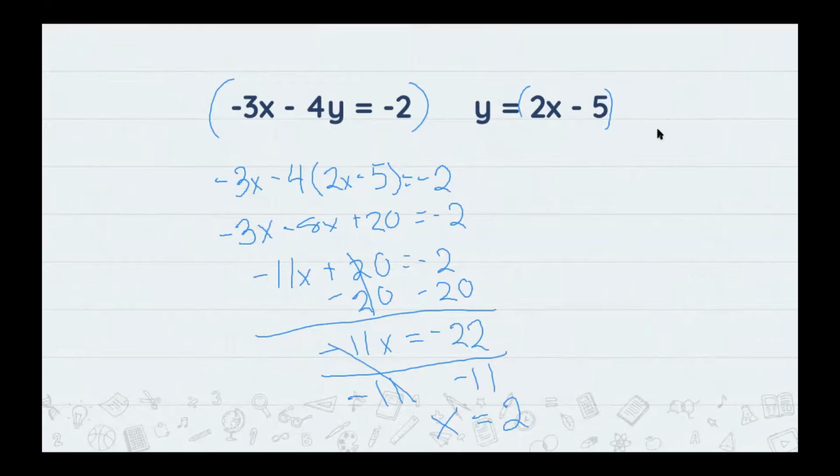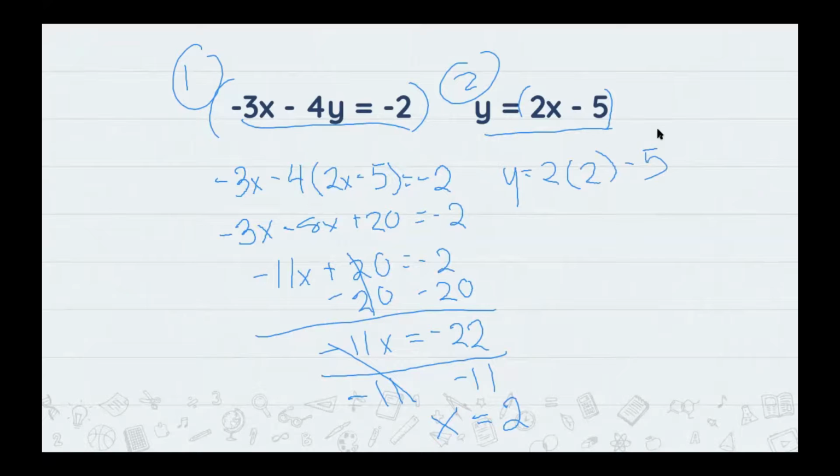Now, how do we get our y value? Where do we plug our x value? Do we plug it into this one, or do you want to do this one? The first or second equation? So we want to do the second. So y equals 2 times 2 minus 5.